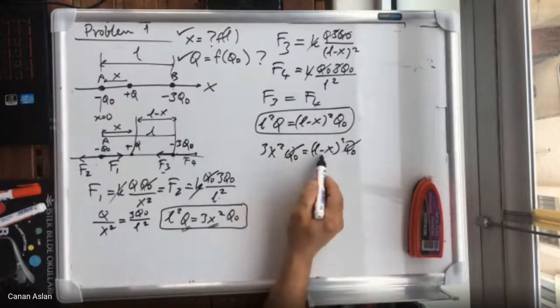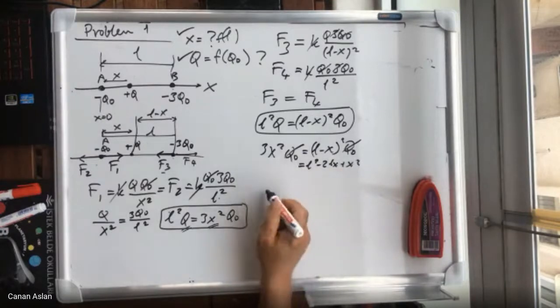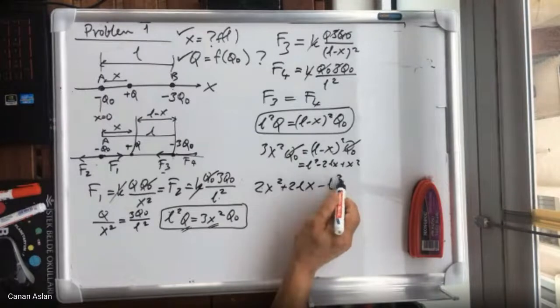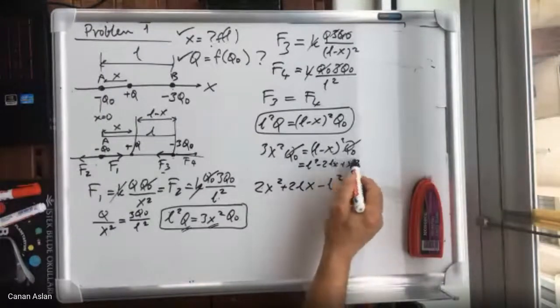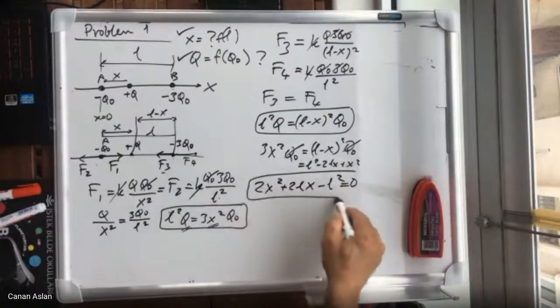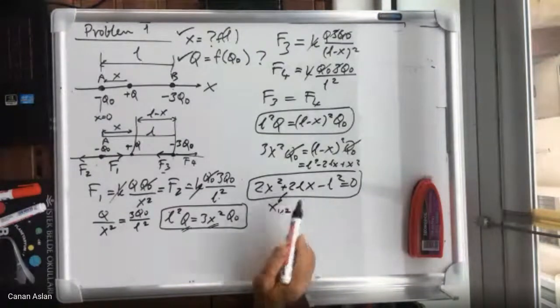And then if you open this up as L squared minus 2Lx plus x squared and put everything to the left-hand side, this is exactly what we end up with: 2x squared plus 2Lx minus L squared, which is equal to 0. Because if this is put to the left-hand side, there is 0 on the right-hand side. So we have to solve this second-order parabolic equation, which will give us two solutions, 1 and 2, two roots of this thing.